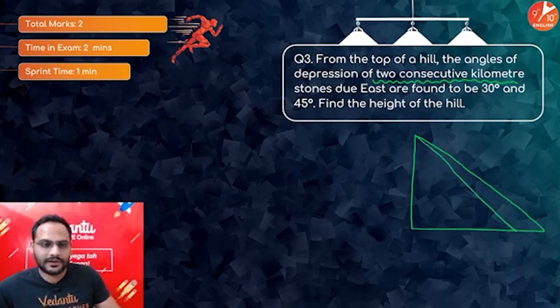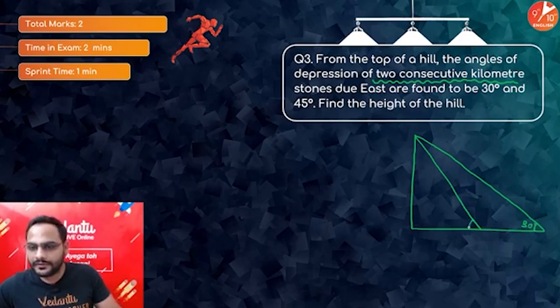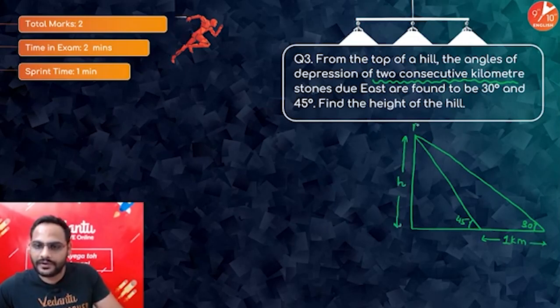Oh, very close I have drawn. I'll change it a bit. Somewhere over here. This is 30 degree, this is 45 degree. The distance between these two will be 1 kilometer. We need to find out the height of the hill. Let's say small h. This we need to find it out. So we'll find it out.